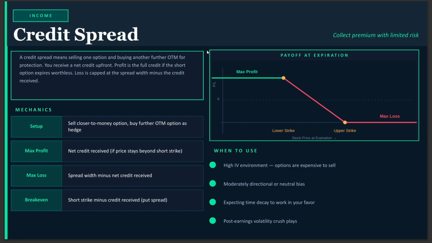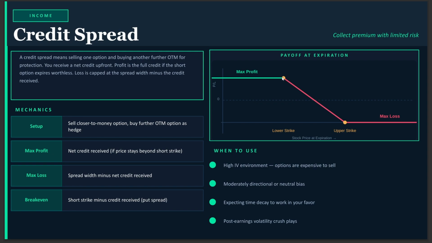If the strike price is not exceeded at any point, right, your lower strike, so if Google stays below 310 on my call credit spread, then I make max profit. And then my max loss will just be the width between my strikes. So if Google somehow goes above 315, then my max loss will be that $500 minus how much premium I gained up front. They are moderately directional or neutral.